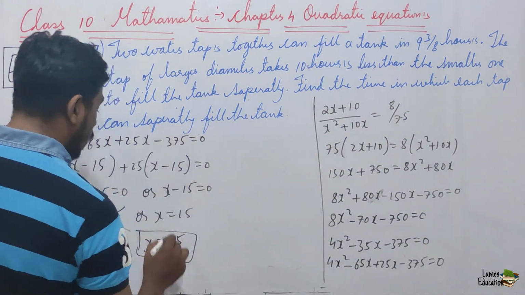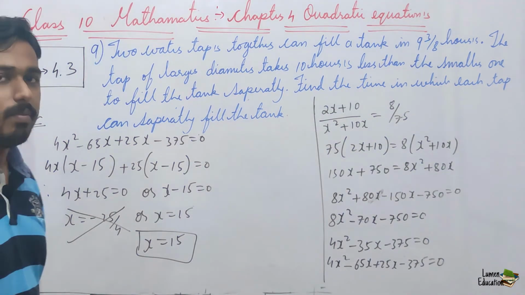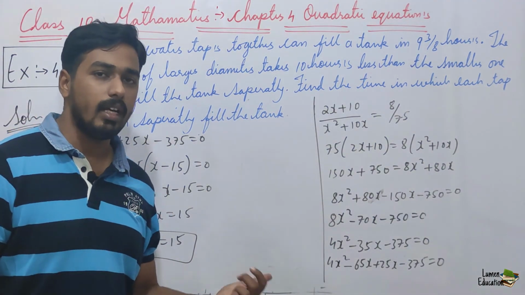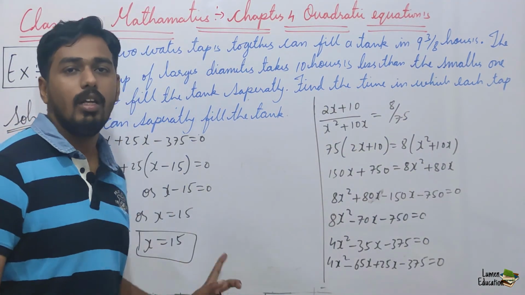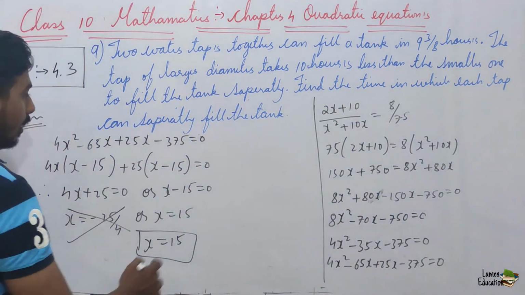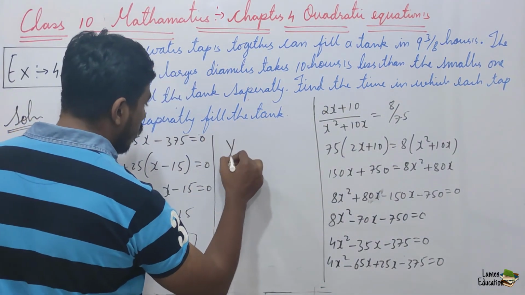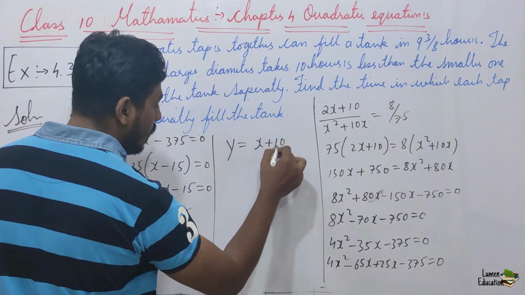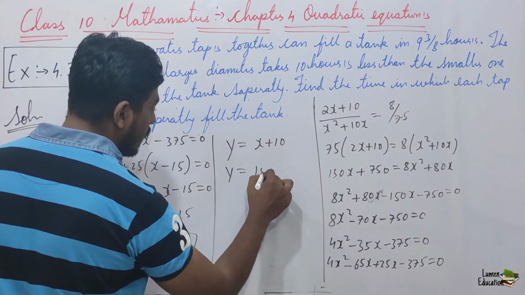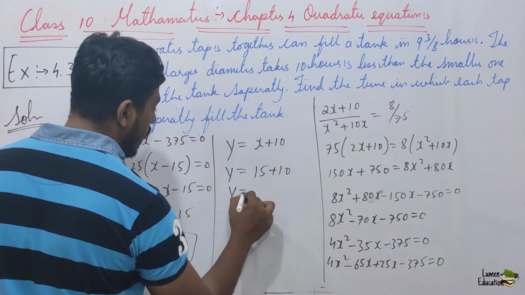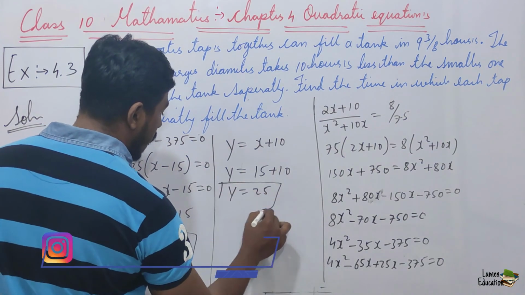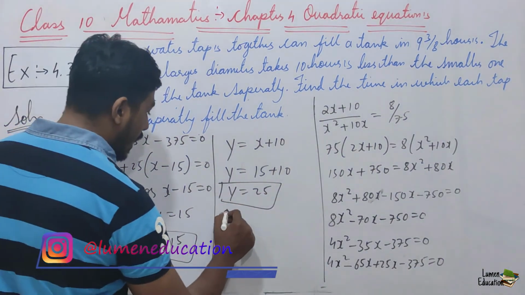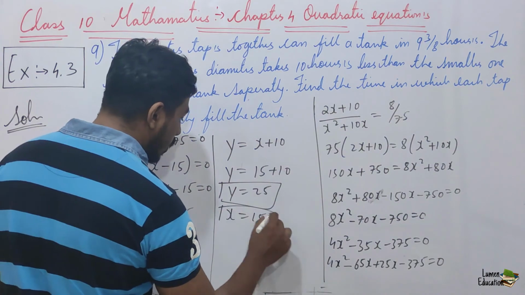So you got the x value. What is x? X is the time taken by the larger tap, that is 15. Next, for y, we had the equation y is equal to x plus 10. Therefore y is equal to 15 plus 10, which is 25. Therefore the y tap takes 25 and the x tap takes 15. This is your final answer.